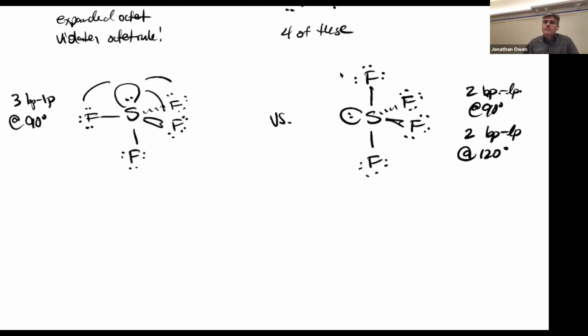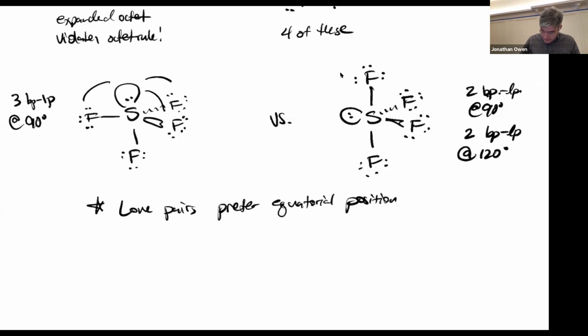Turns out this one is favored. This guy on the right. Those 120 degree angles really work for sulfur. And so the one on the right has a better VSEPR geometry than the one on the left. Okay. Unless you really understand the theory of bond pair, lone pair repulsion, maybe it would be hard to know that. You just remember lone pairs prefer equatorial positions in trigonal bipyramids.